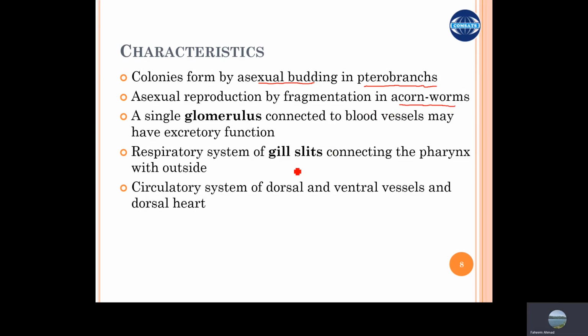Respiration happens through the gill slits, and mostly they are filter feeders where the water enters into the mouth and exits through the gill slits, and the gaseous exchange between the blood vessels and the water happens by diffusion.